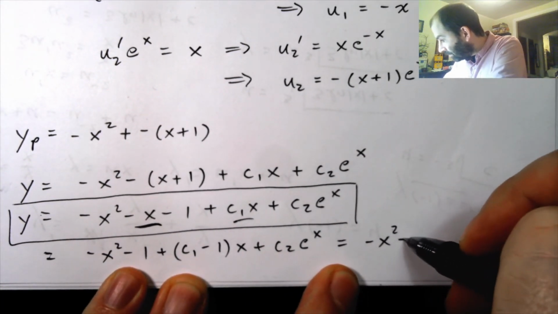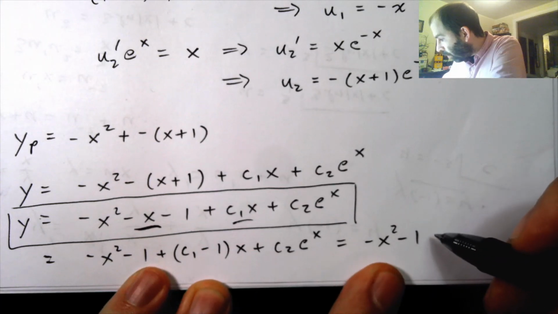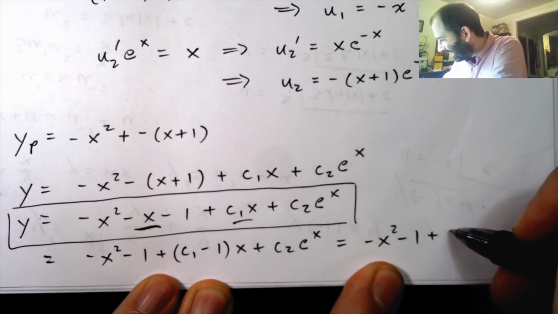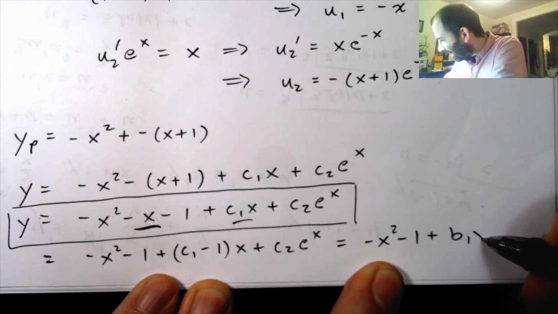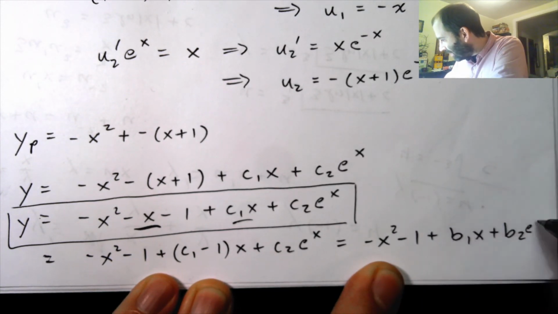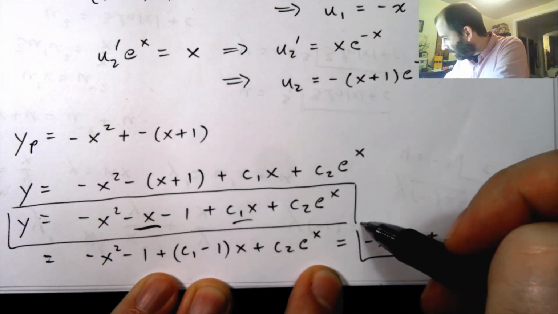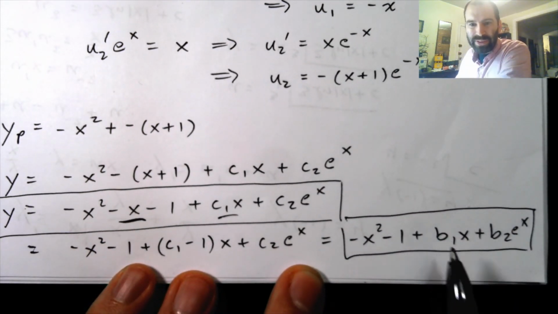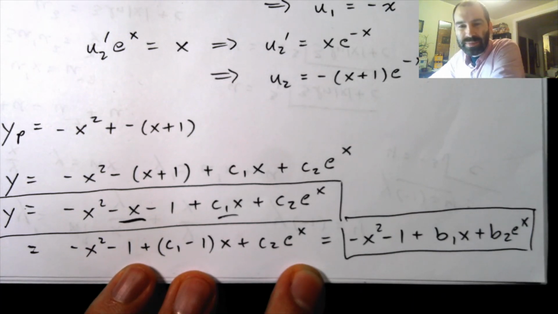So let's use b1 and b2. I'll call that b1 x plus b2 e to the x. So that would be a better way to do it. They're both correct, but this one's a little bit better because it's a little bit more concise.